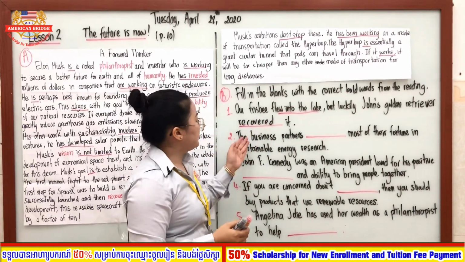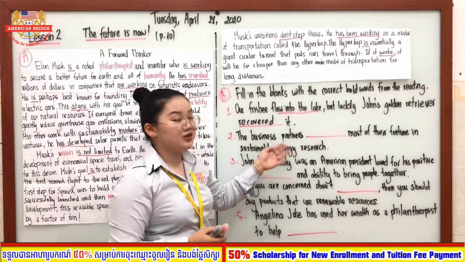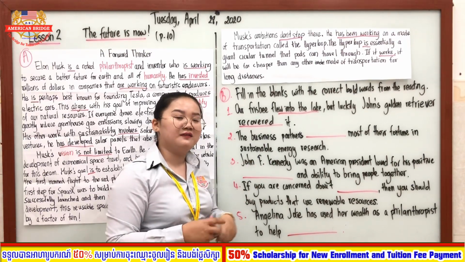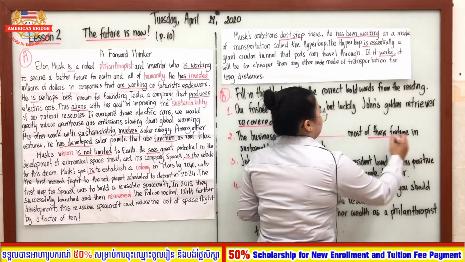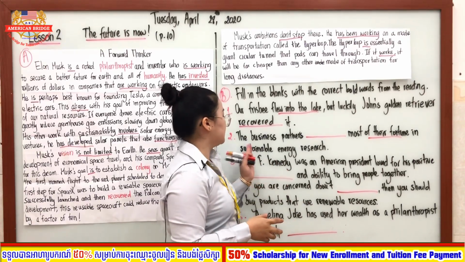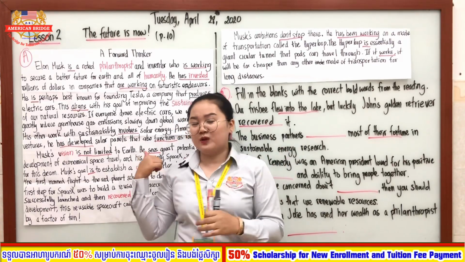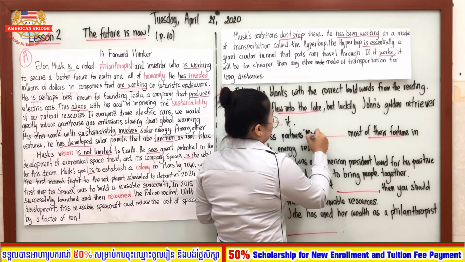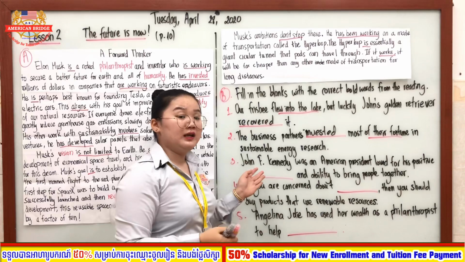Number 2, the business partners most of their fortune in the sustainable energy research. Is there any keyword that you can find in the sentence? The keyword is most of their fortune. Most of their fortune means most of their money in the sustainable energy research. So the business partners, which word? Yeah, invested. Very good. So move to the next one.